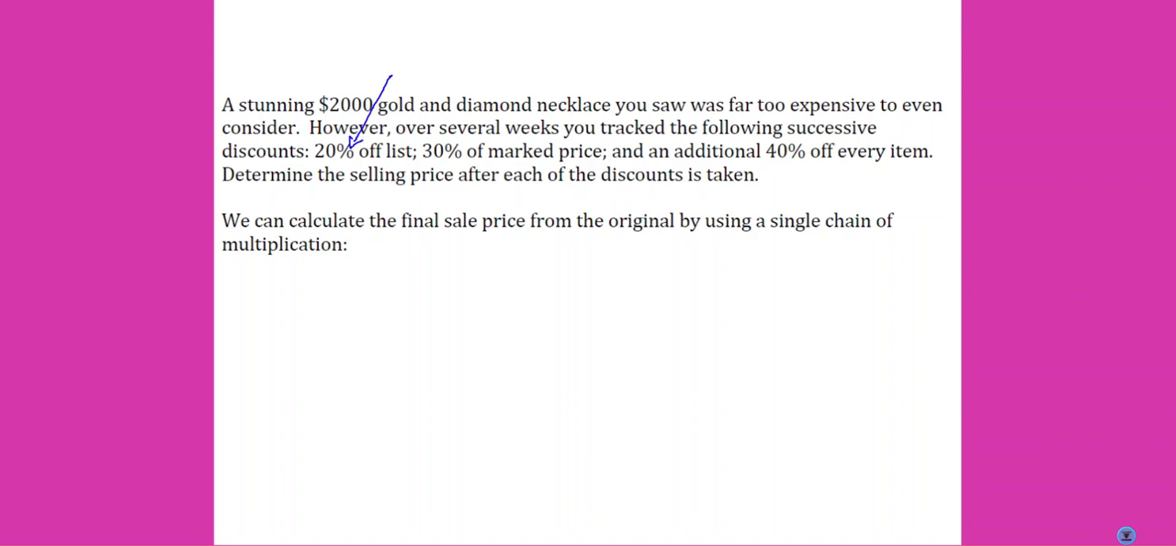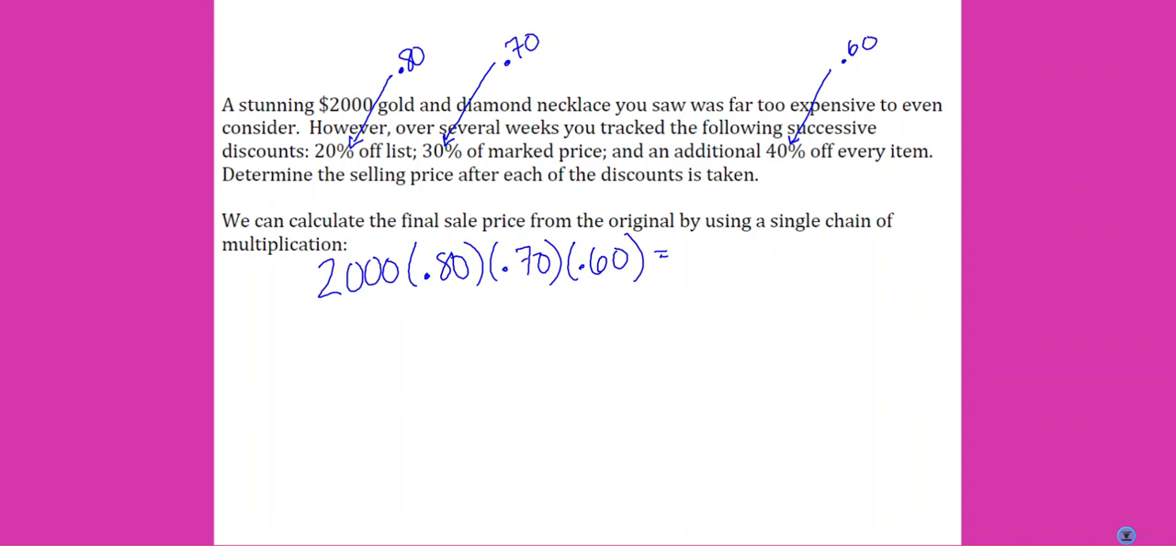So the decay factor for 20% off would be 0.80. For 30% off, it would be 0.70. And for 40% off, it would be 0.60. So we take the $2,000 that the necklace costs and multiply it by all three decay factors. And now the necklace is down to $672.